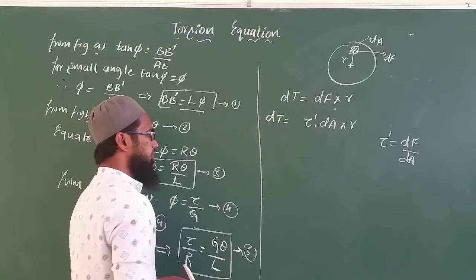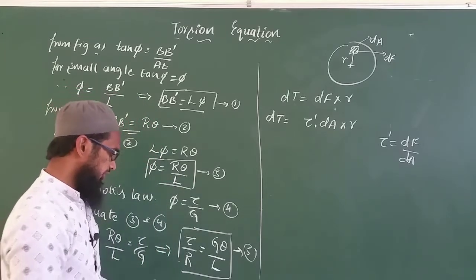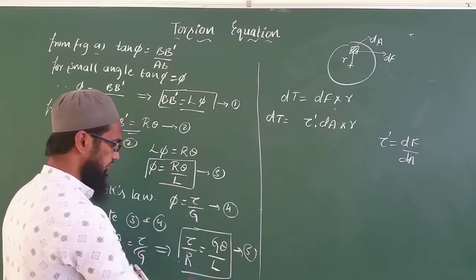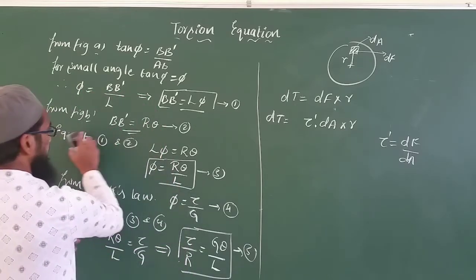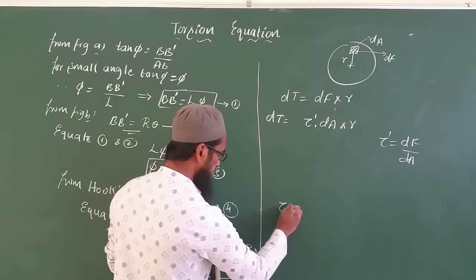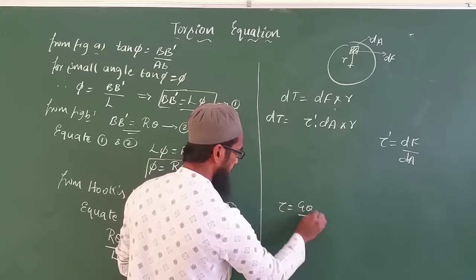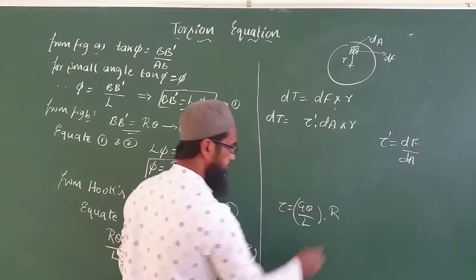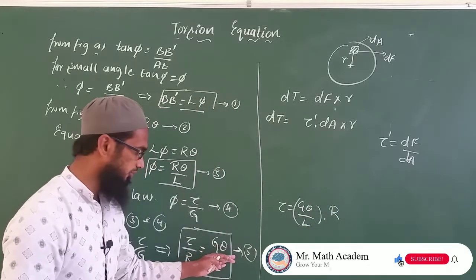Okay. Now from this, what I can write here, if you take this particular equation, tau is equal to G theta by L into r. I am just considering equation 5 here.